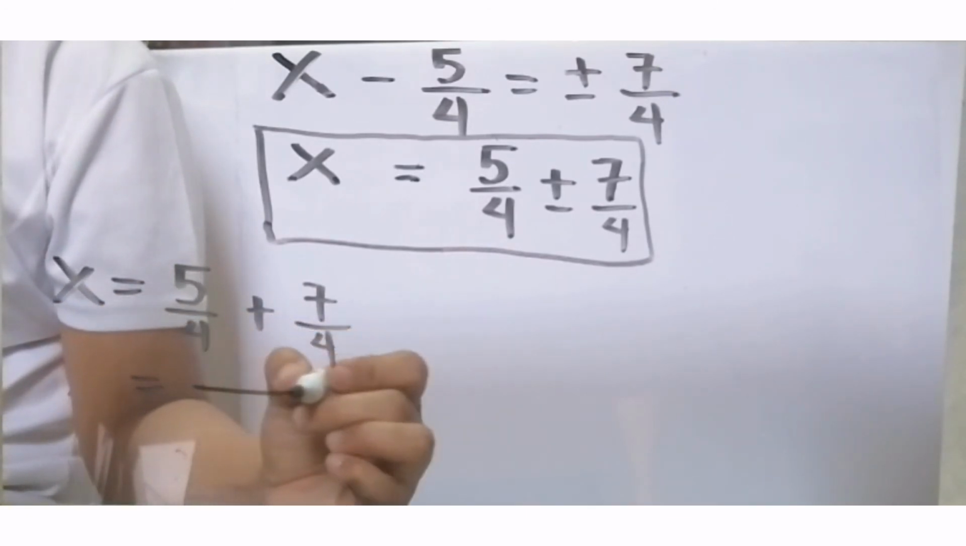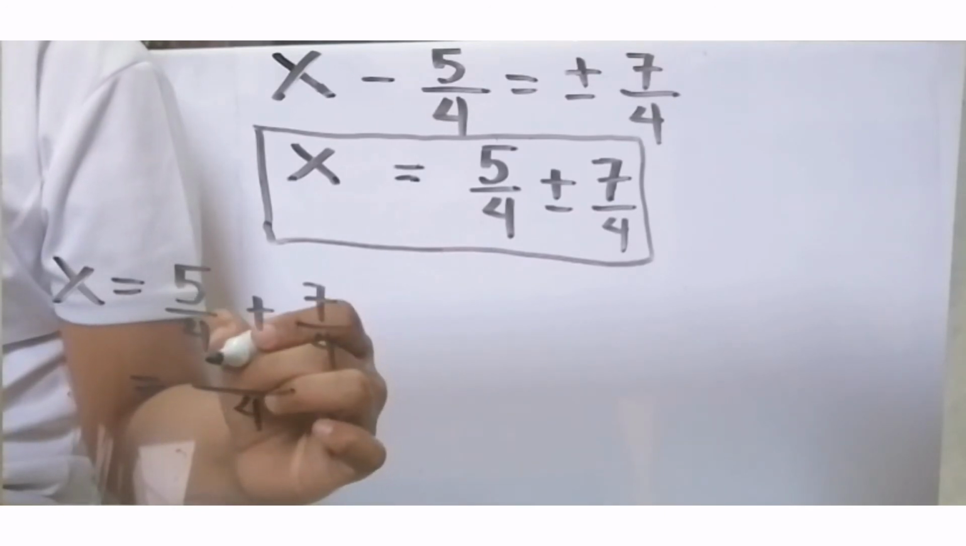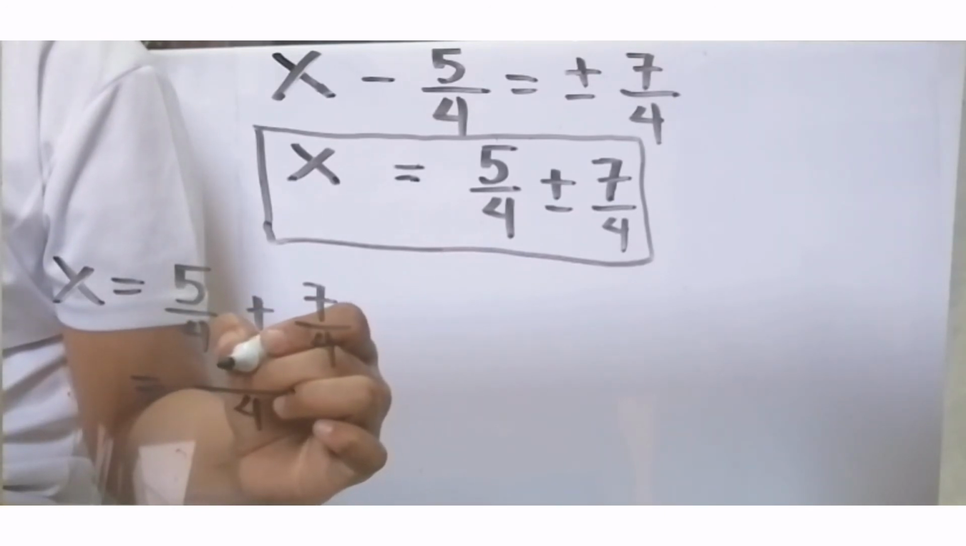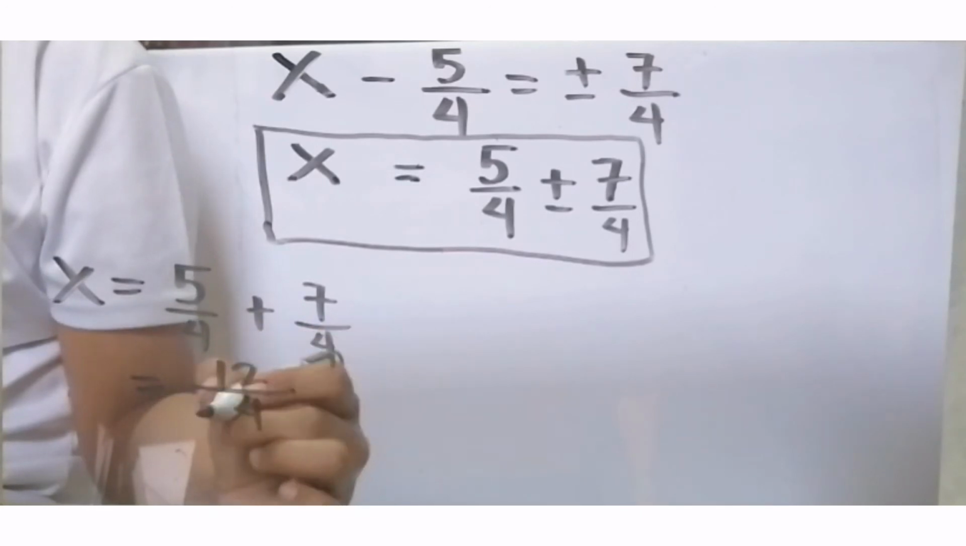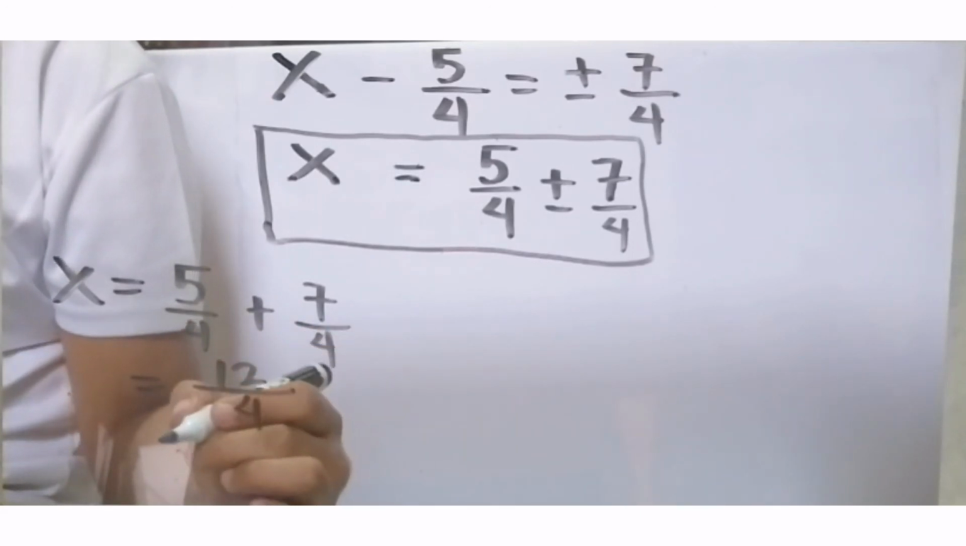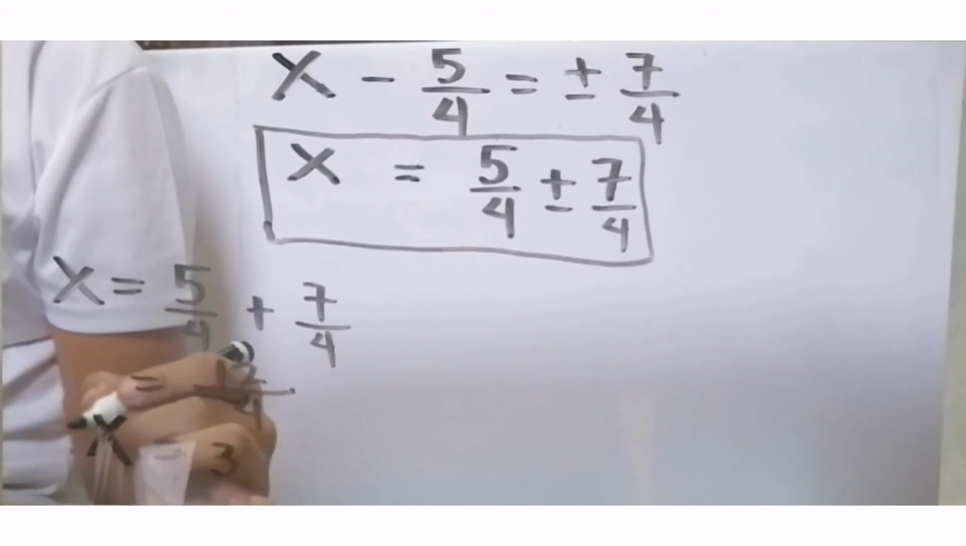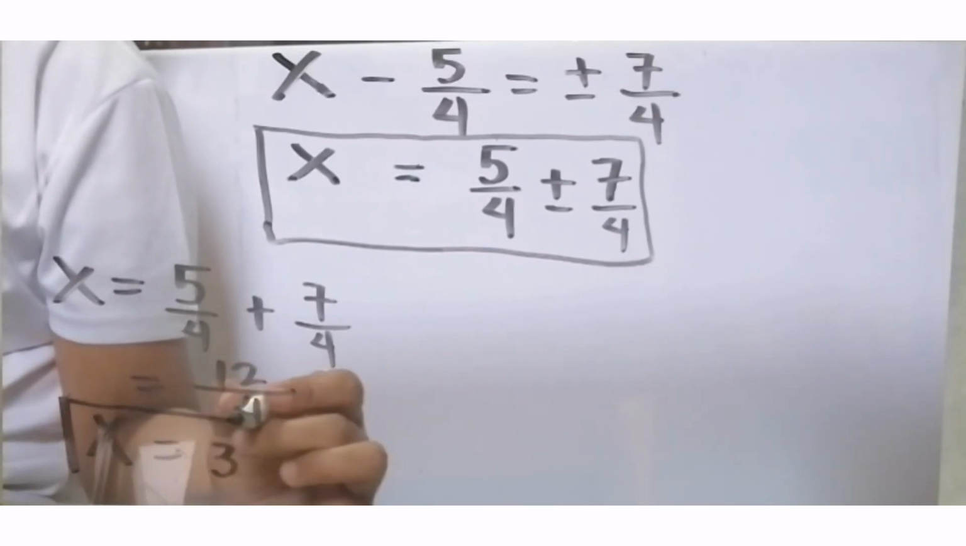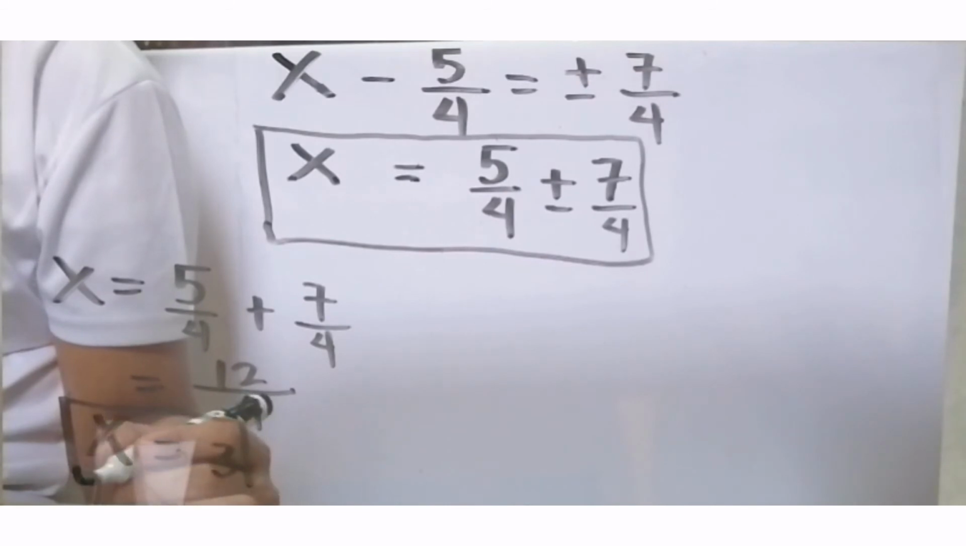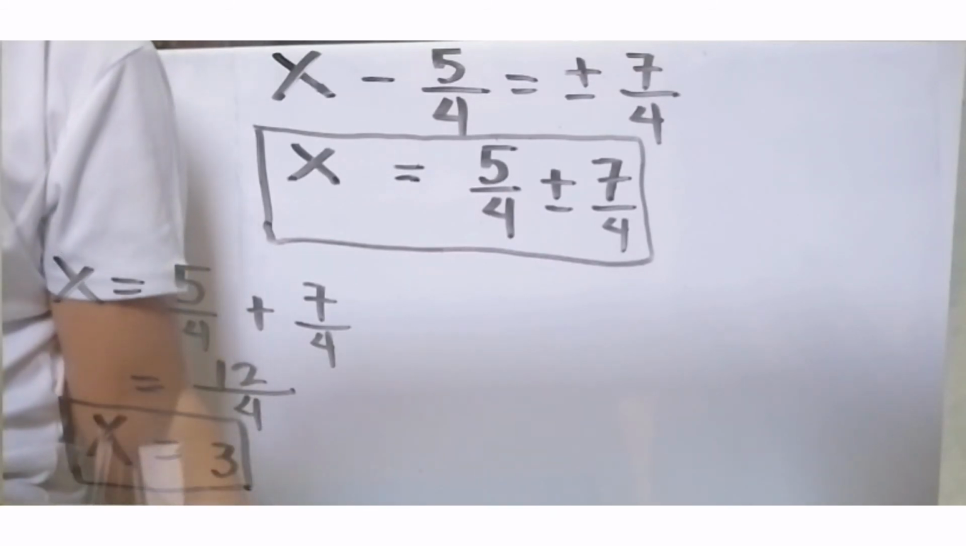So, ano ang ating LCD? Still 4. So, 5 plus 7, we have 12. So, dividing 12 by 4, the result is positive 3. Ibig sabihin, ang isa sa ating mga solutions ay positive 3.